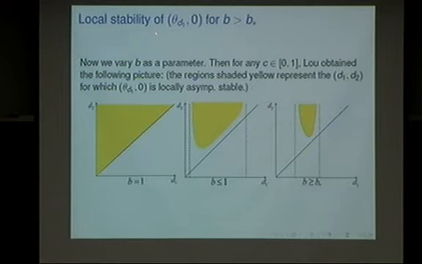So the local stability of theta D1, 0 for B bigger than B star. So this is what Yuan Lou's, I didn't prove this one, I didn't show this one, but this is what Yuan Lou showed in his paper. Okay, so the yellow region represents that theta D1, 0 is locally asymptotically stable.